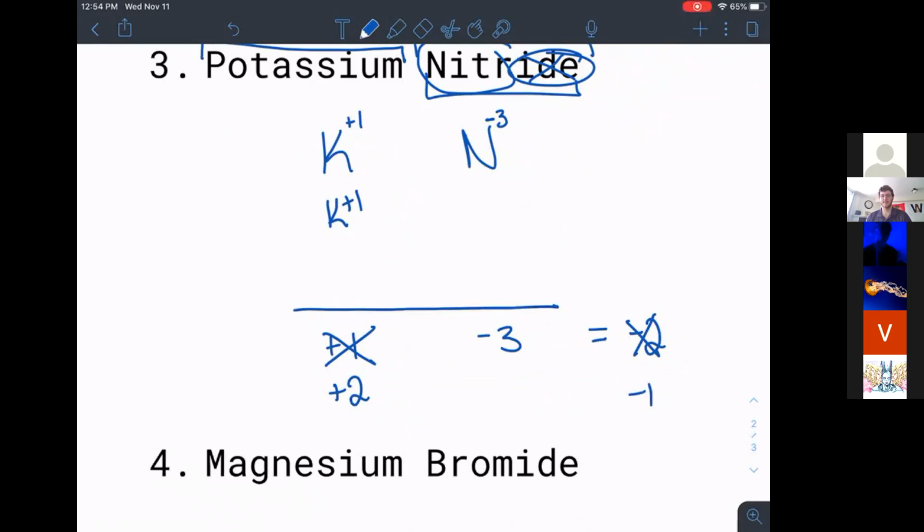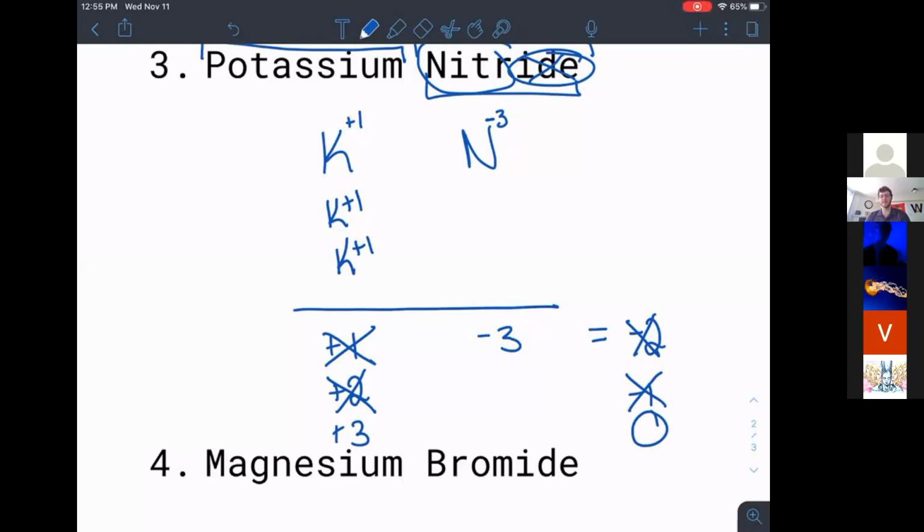Are we done? No. Do we have to add more nitrogens or add more potassiums? Add more potassium. So I add another +1 for a total of +3 over here. So what is my total charge then? I have +3 minus 3. 0. So if I have a charge of 0 for my compound, am I done?